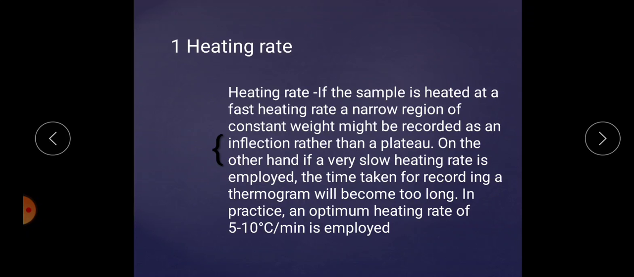Now, heating rate: if the sample is heated at a fast heating rate, a narrow region of constant weight might be recorded as an inflection rather than a plateau. On the other hand, if a very slow heating rate is employed, the time taken to record a thermogram will become too long. Hence, in practice, an optimum heating rate of 5 to 10 degrees Celsius per minute is employed.